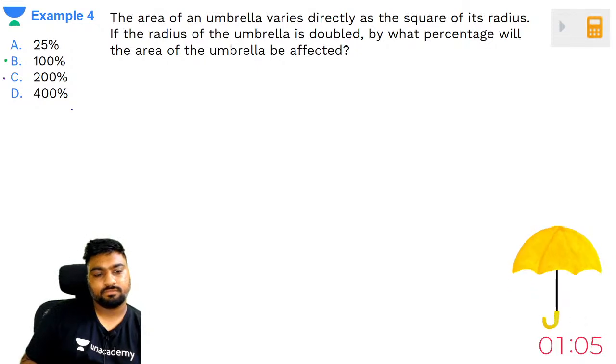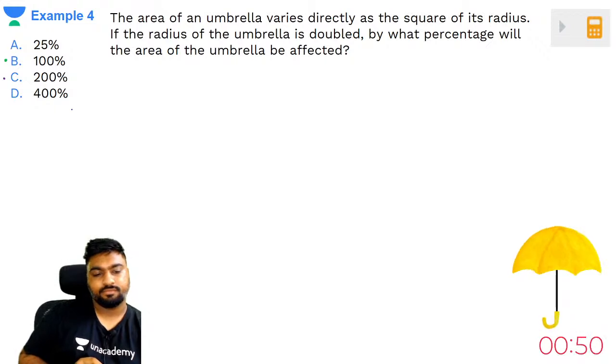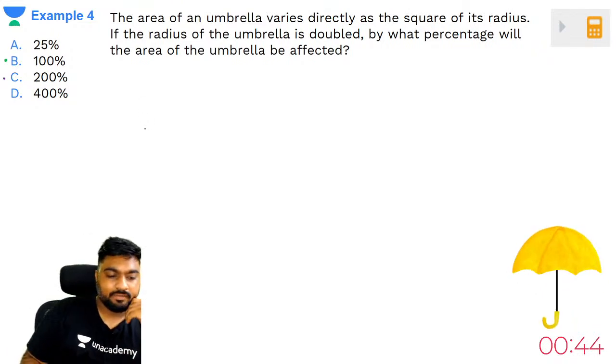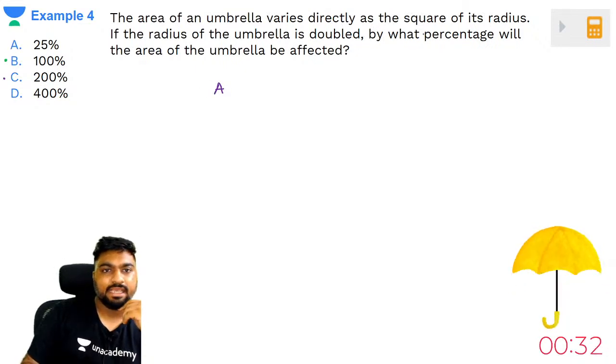Quite a simple question. Lay out the relation, and after that it's just a piece of cake. All right, so look, what have they given? The area of an umbrella varies directly as the square of its radius. If the radius of the umbrella is doubled, what happens?